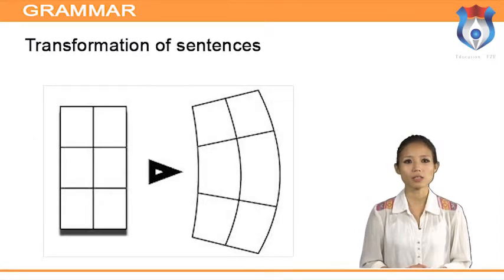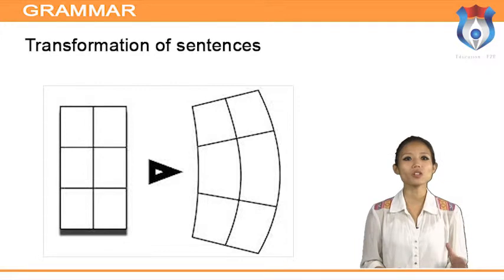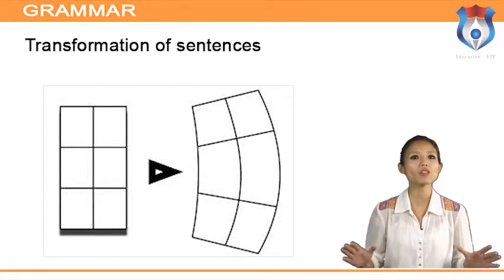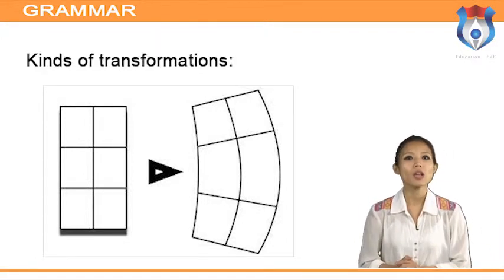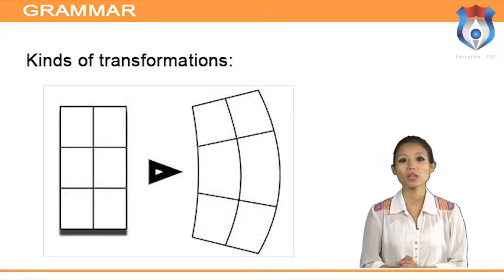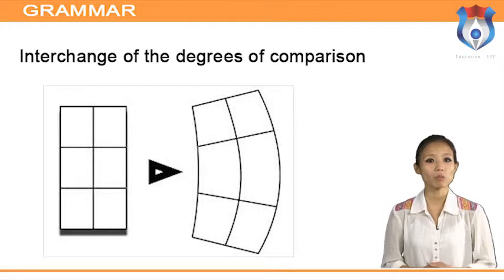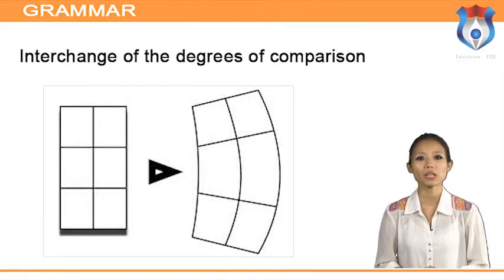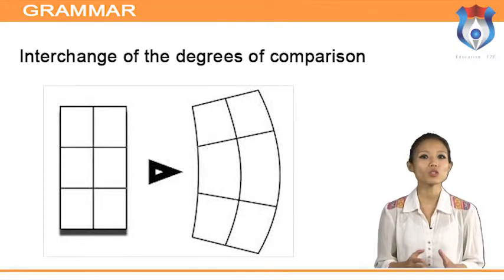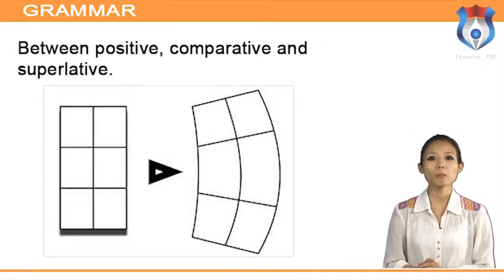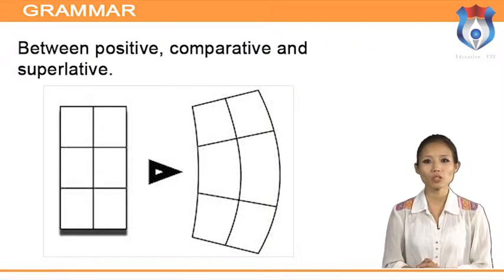Transformation of sentences. Transformation or conversion of sentences teaches a variety of expression in writing English. So let us know the various transformations we can make in our sentences. Interchange of the degrees of comparison. It means changing the degree of comparison of an adjective in a sentence without changing the meaning. The change can be between positive, comparative and superlative.